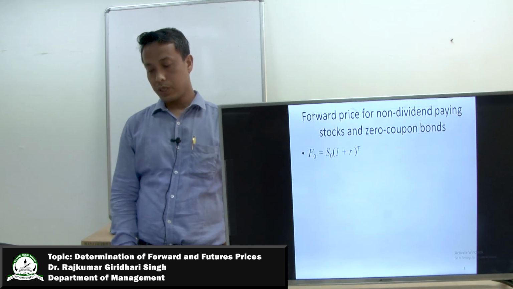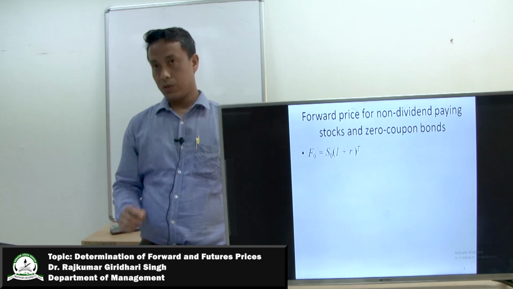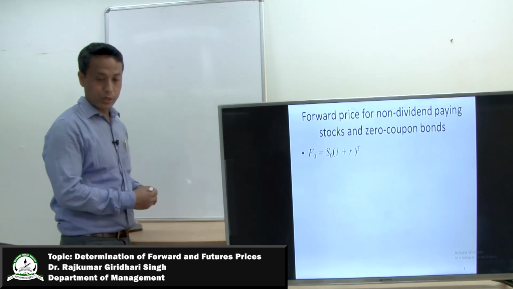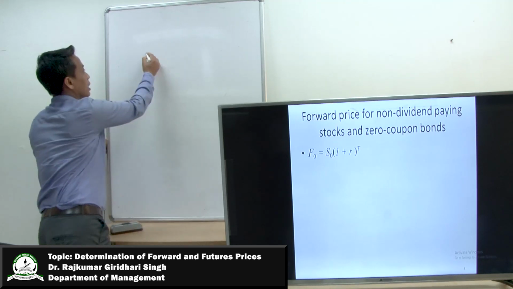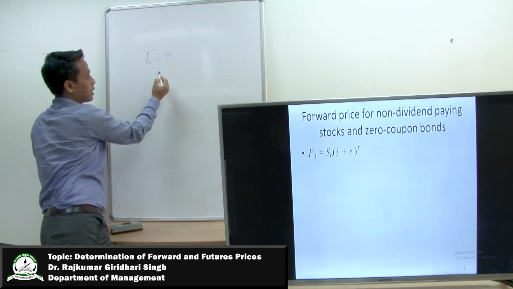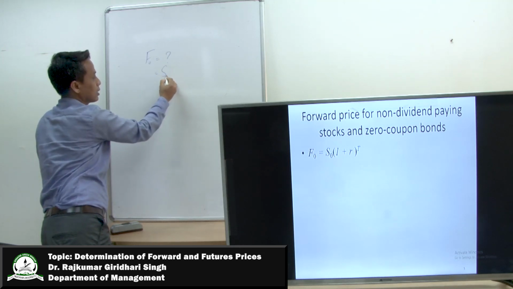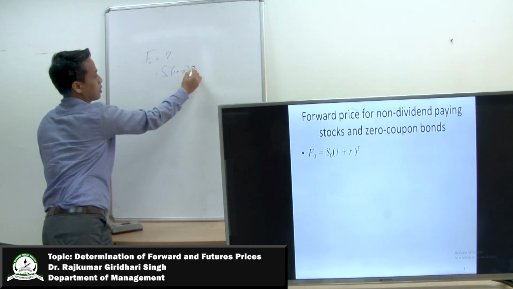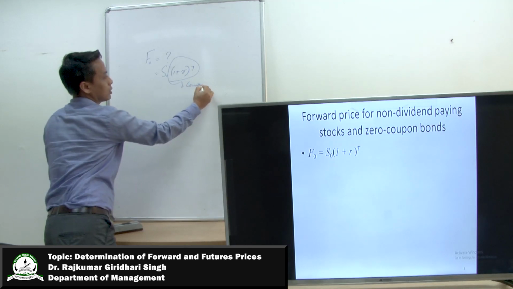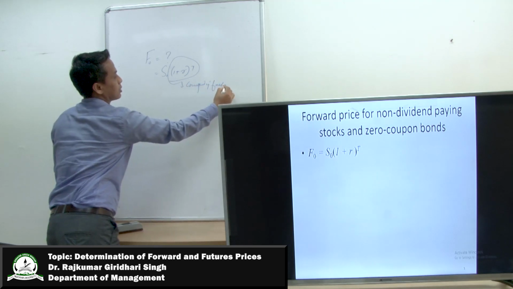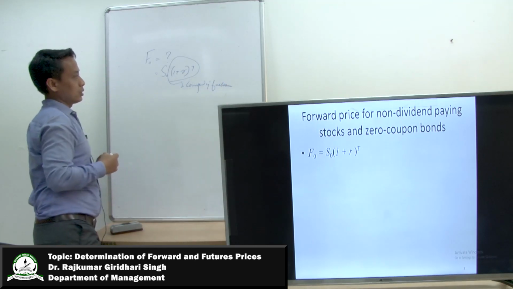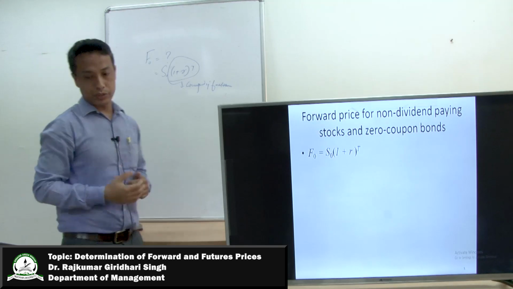Now, this is the formula. Take note of this. When we say the forward price, as per the time value, what we understand is S naught times (1 plus r) to the power T. This portion is your compounding factor. So this is the very basis of determining the futures prices.